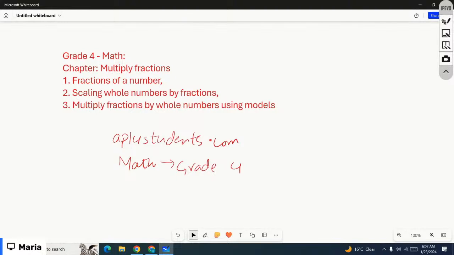And the lessons we're going to cover today are fractions of a number, scaling whole numbers by fractions, and multiply fractions by whole numbers using models. So please make sure you have your notebook and pencil so that you can note down the important examples and definitions as well.